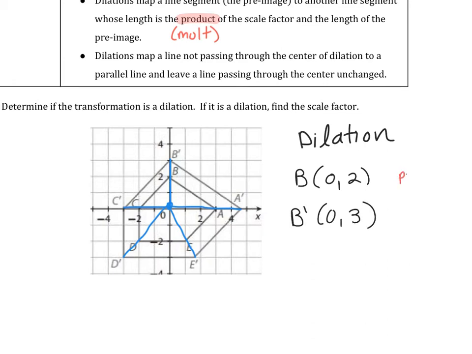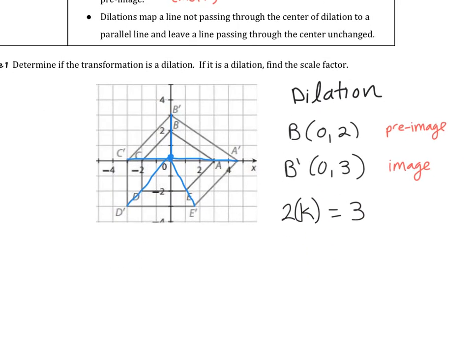So remember, this is the pre-image, and this is the image. And the scale factor is what we should multiply the pre-image by to get our image. So we can set up a little equation. Let's adjust for those y values that are changing. So it's 2 times k, or any variable you want, we'll use k for the scale factor, equals 3. So our pre-image times our scale factor equals our image. So if you solve, we get a scale factor of 3/2. And there you have it.